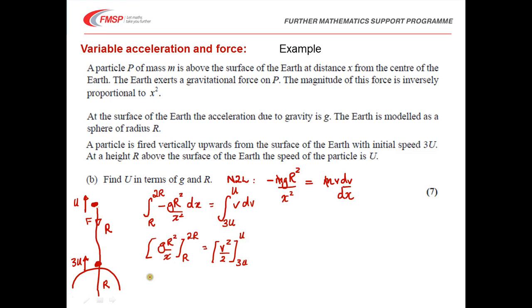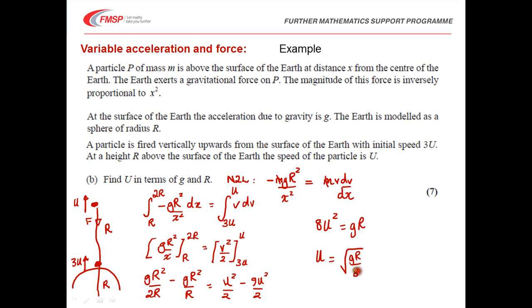Substituting in our limits here gives us gr squared over 2r minus gr squared over r is equal to u squared over 2 minus 9u squared over 2. And just doing a little bit of tinkering and rearranging on the fractions in there should give us 8u squared equals gr. So u, which is what we're looking for, is going to be the square root of gr over 8. Okay, let's move ahead from there.